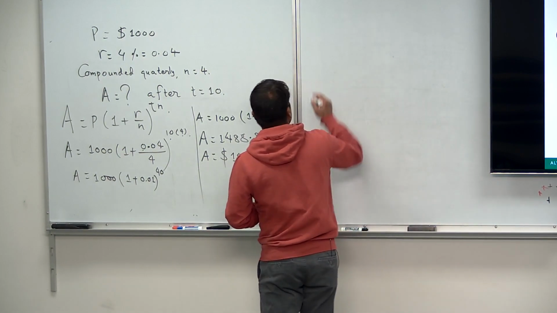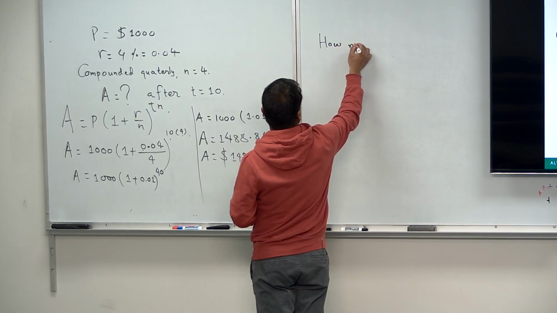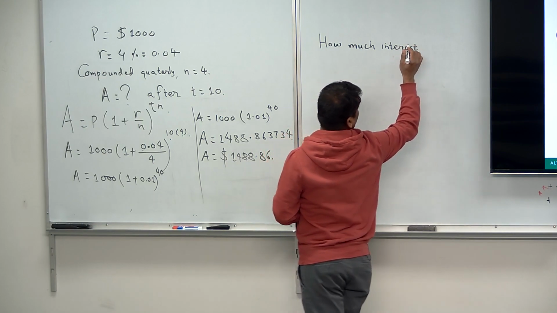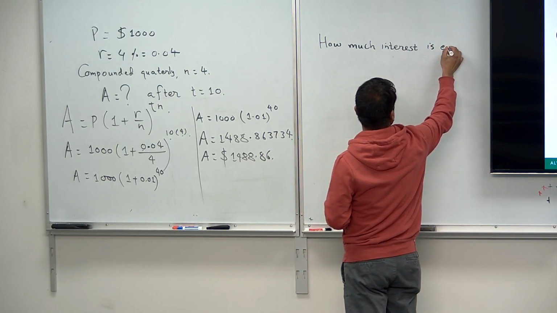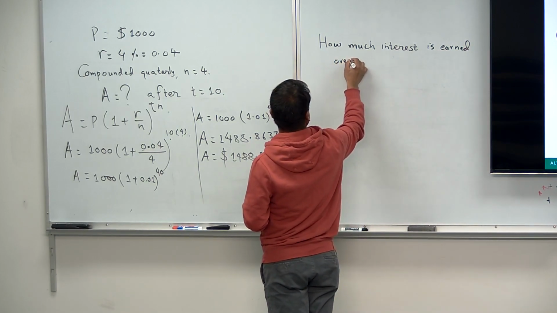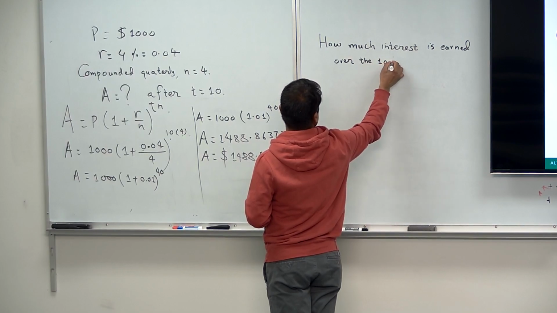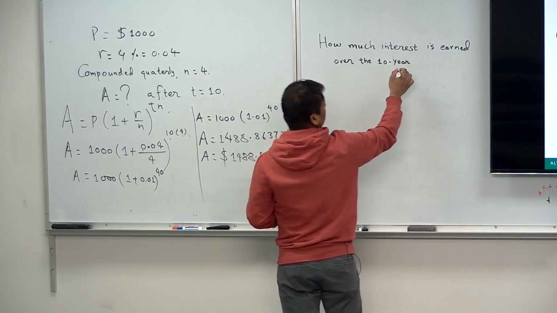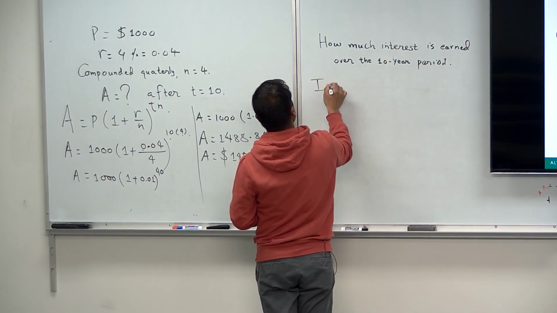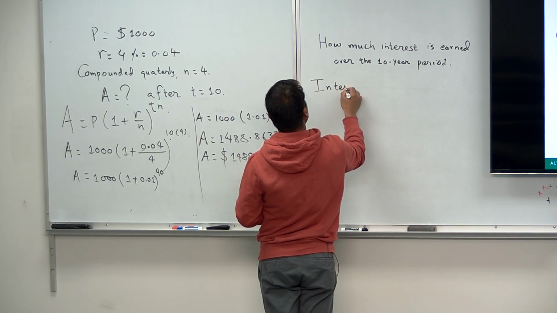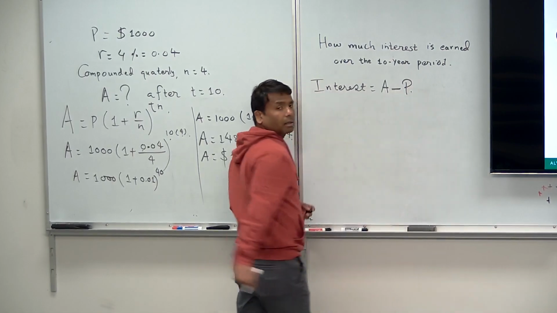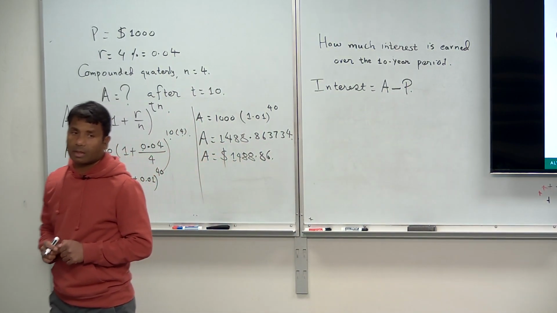So you need to find how much interest is earned over the 10-year period. So that means the interest, I is the interest, is equal to the amount after 10 years minus the amount deposited, A minus P, right?